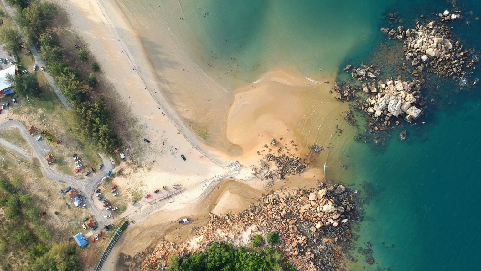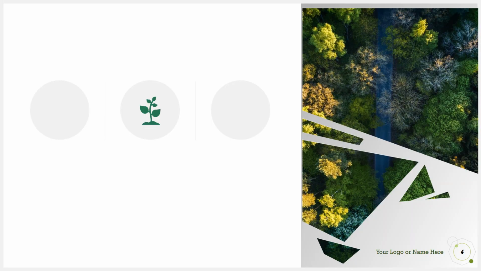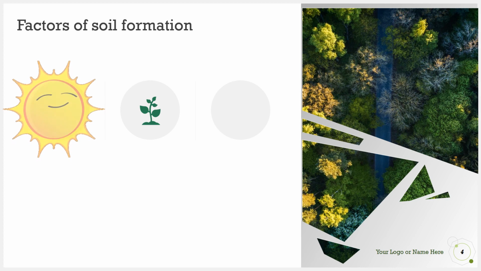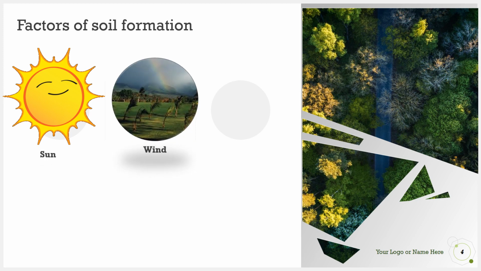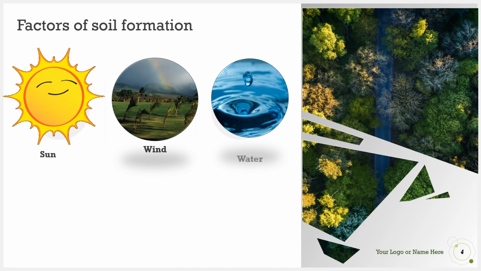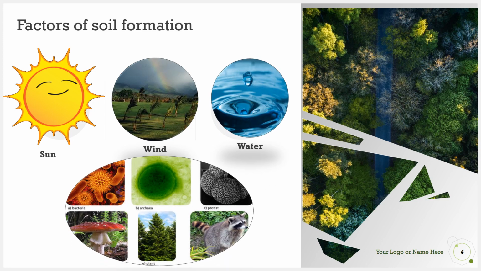So let's look at the factors of soil formation. We will see it first. Different factors are there in soil formation. The very first is the sun, second, wind, third, water, and fourth, living organisms. So dear students, these are the four factors which help in the formation of soil.